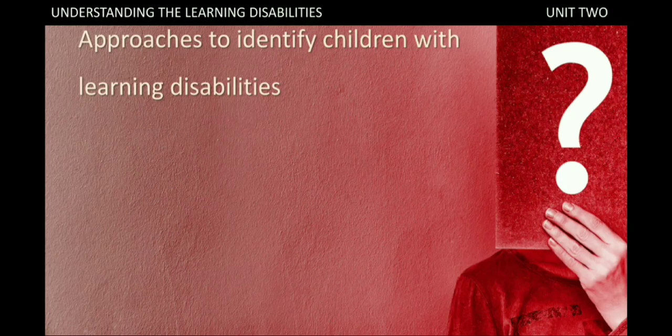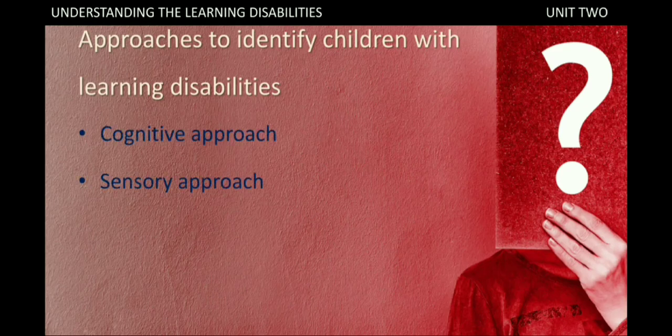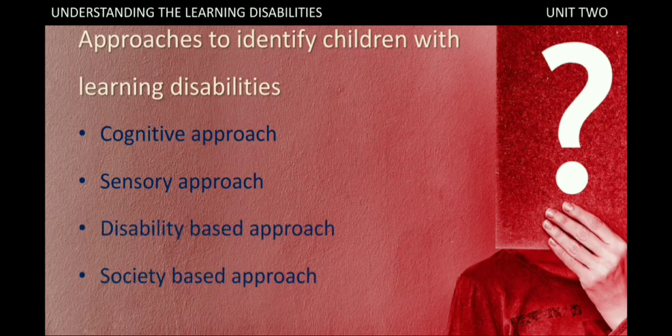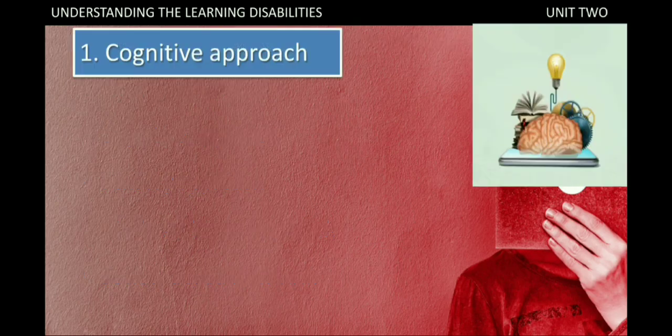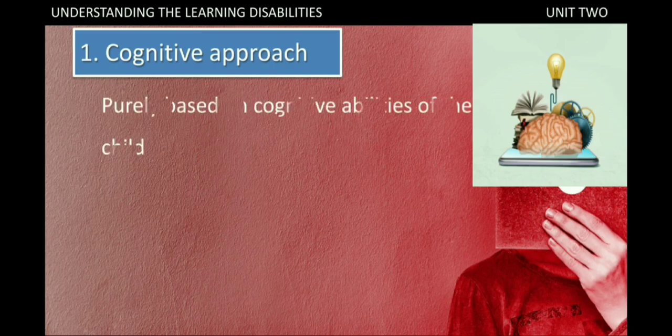Now we will see different approaches to identify children with learning disabilities. The first one is cognitive approach, the second one is sensory approach, the third one is disability based approach, and the fourth one is society based approach. Let us start with the first one, cognitive approach. We can identify the brain development through this approach.